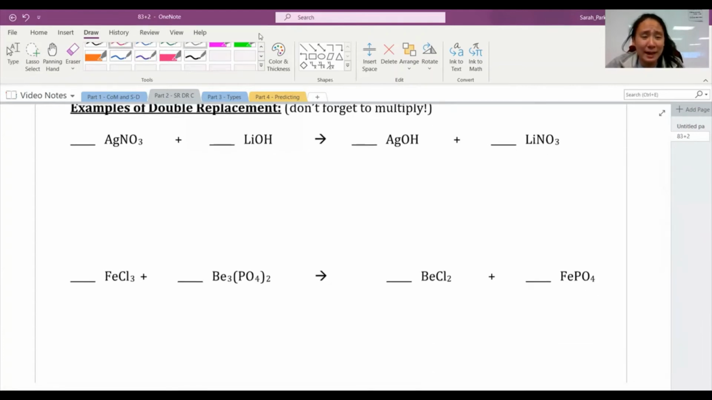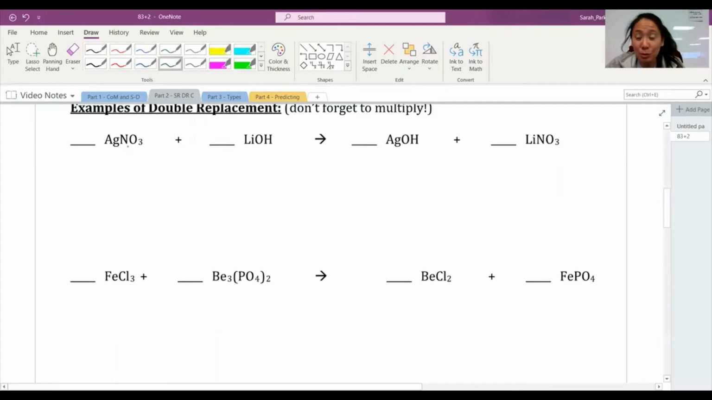A piece of advice that I have for you in this moment is that if you have 3 or more capital letters, that means you have a polyatomic. And when you have a polyatomic, it's a good idea to put parentheses around them. So you're like, wait a second, I don't remember what polyatomics are. Remember, they're in the back of your book.